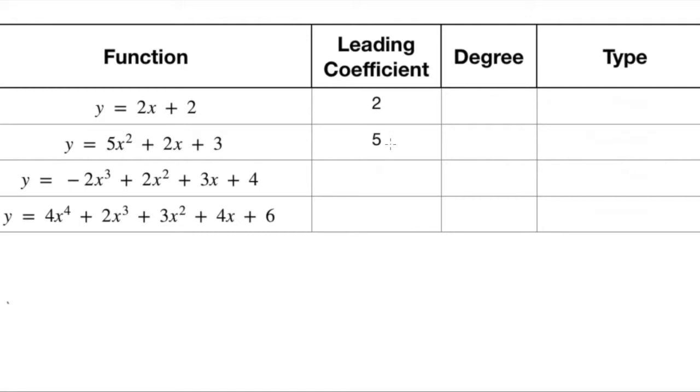And then you have y equals negative 2x cubed plus 2x squared plus 3x plus 4. So in that one, the leading coefficient is negative 2. The last function is 4 times x to the power of 4 plus 2x cubed plus 3x squared plus 4x plus 6. So the largest exponent is 4. So the coefficient is 4. So the leading coefficient is 4.